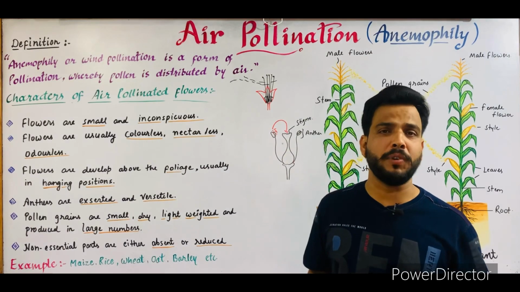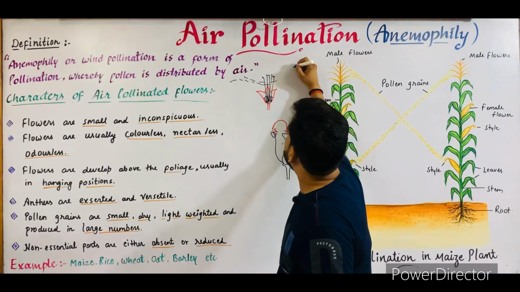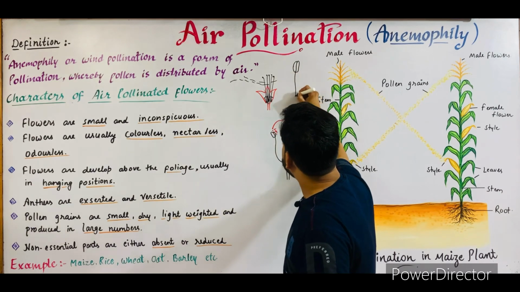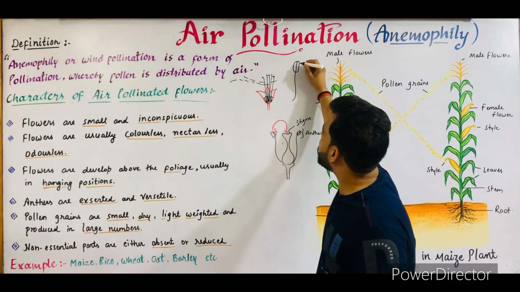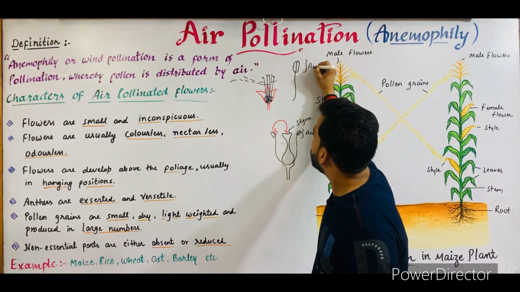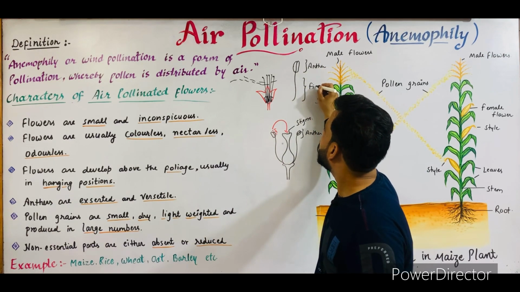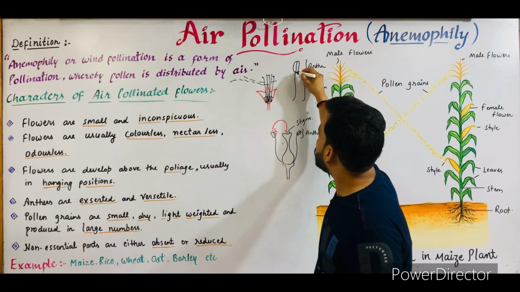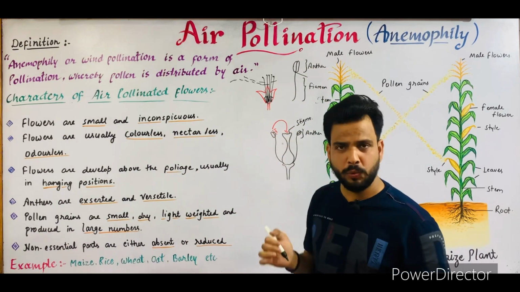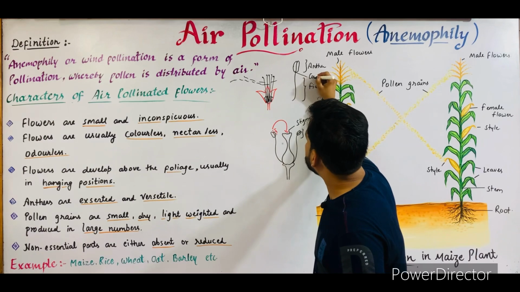Now what is the meaning of versatile anther? Suppose that this is the stamen: the upper part is the anther, the lower part is the filament, and the part through which the anther and filament connect with each other is known as the connective.